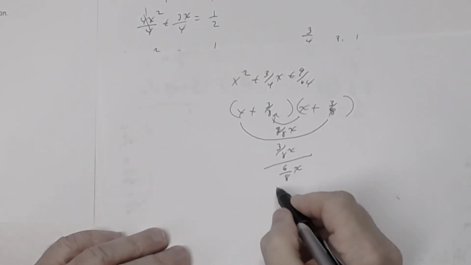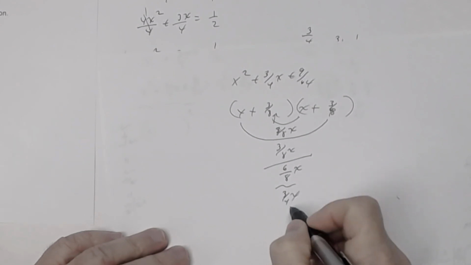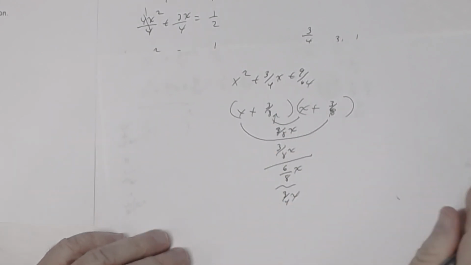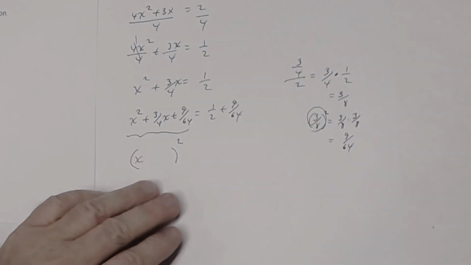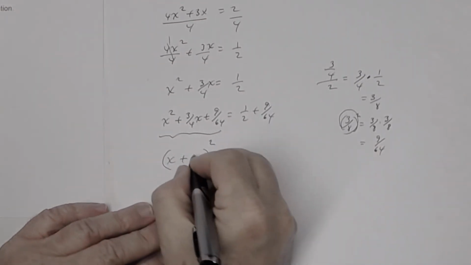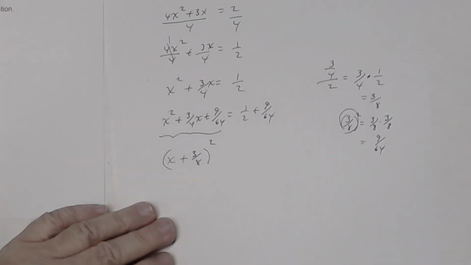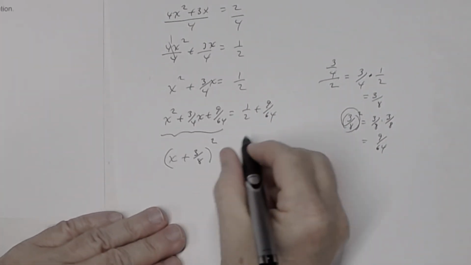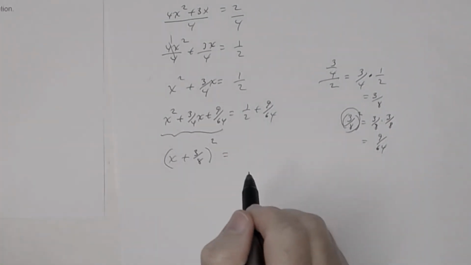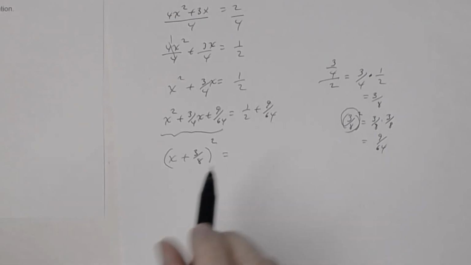And then reduced, that is 3/4 x. And that's what you had here. Okay? All right. So then what goes here is going to be (x + 3/8) squared. And then that's going to equal, now we just have to figure out what 1/2 plus 9/64 is.